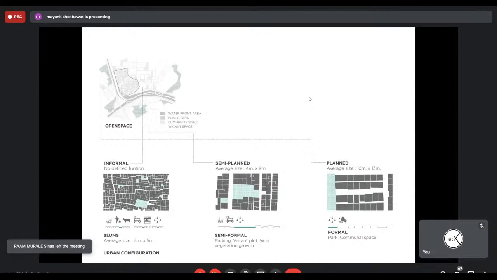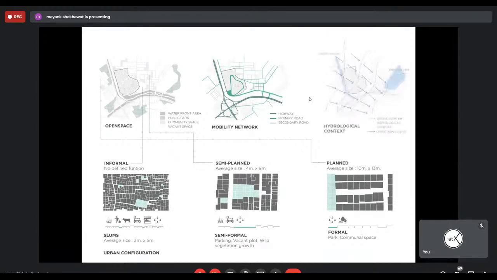We further zoom into our site to understand the urban fabric, the mobility network, and the water bodies. Now, we identified three different kinds of urban settlements around the site. One was planned, second was semi-planned, and third was informal settlements or slums. And all three of them were using their green spaces differently. In fact, the informal settlements present right next to our site lacked proper clean green spaces, and were using any sort of a vacant plot or an open piece of land for their green space requirements. They didn't really have formal spaces.